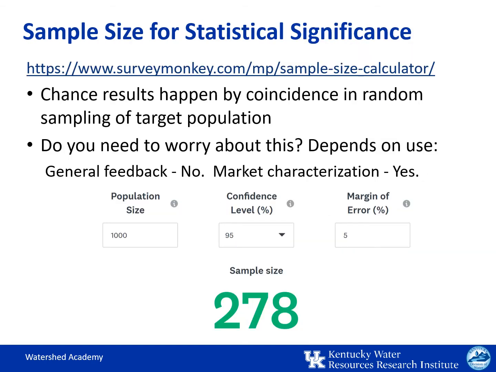You might be wondering how many responses you need to receive to get a valid survey. SurveyMonkey has a quick survey size calculator that can help you to determine that. You may not need statistical significance if you're trying to get general feedback, but if you're seeking to characterize a target audience, you will. Not having statistical significance does not mean that you are not still receiving valuable information.